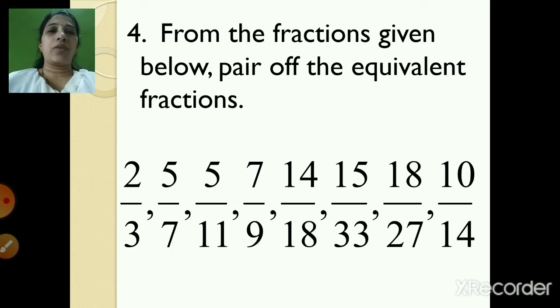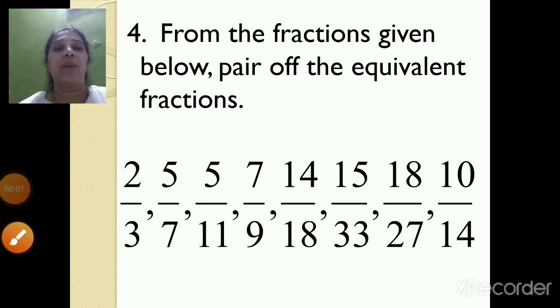So 2 upon 3, 5 upon 7, 5 upon 11, 7 upon 9, 14 upon 18, 15 upon 33, 18 upon 27 and 10 upon 14. So these are the fractions given. Now you have to find out which of these fractions can be paired as the equivalent fractions. So let's see children how to do it.